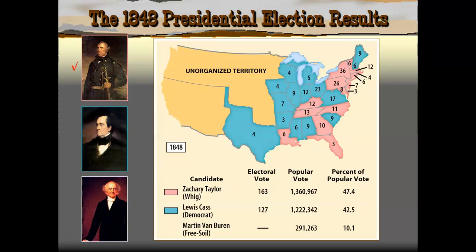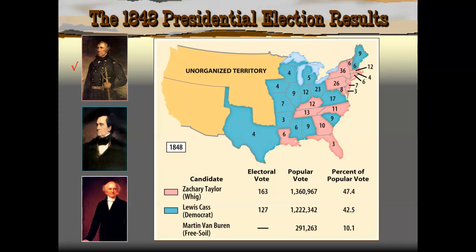But it's come at a cost, as you can tell. Look at the 1848 election. Right after the Mexican War ends, we're going to have an election. One of the heroes of the Mexican War, Zachary Taylor, is going to be elected president. Zachary Taylor will be nominated and elected president by the Whigs.